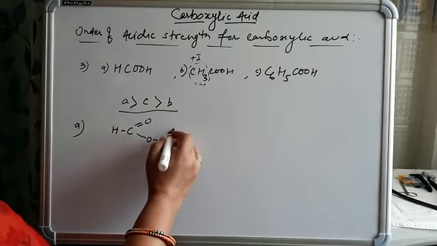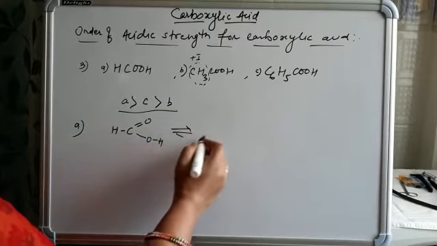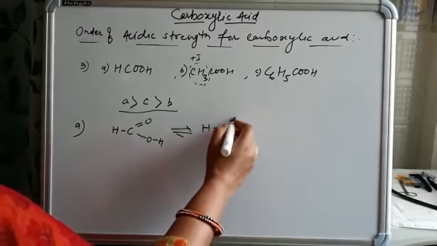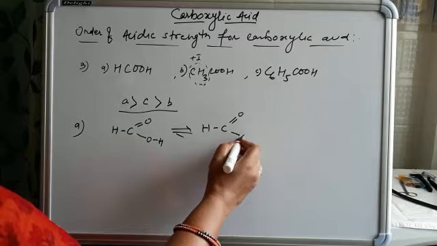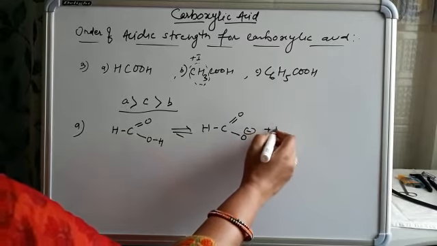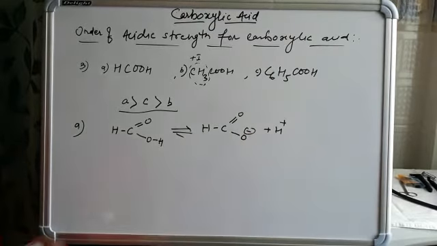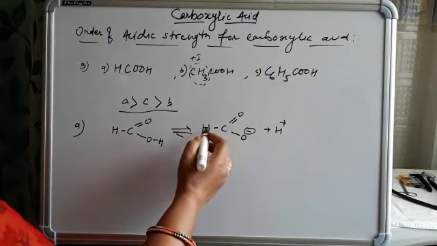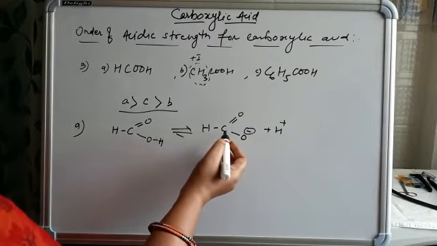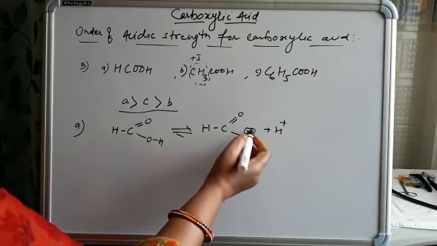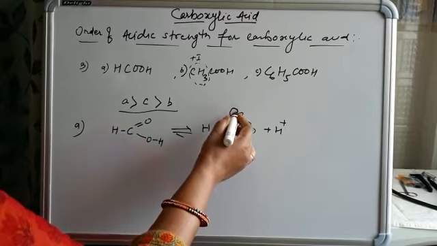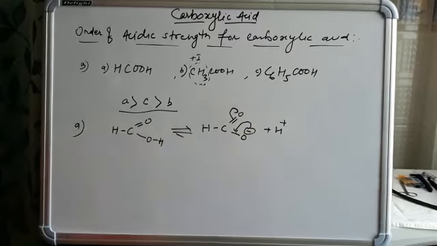Suppose we have a structure like this, and when the formation of the ion takes place by releasing H plus ion, here no alkyl group is present, so the electron density does not increase, and this negative charge is involved in the resonance. So in this way it can release H plus ion easily.